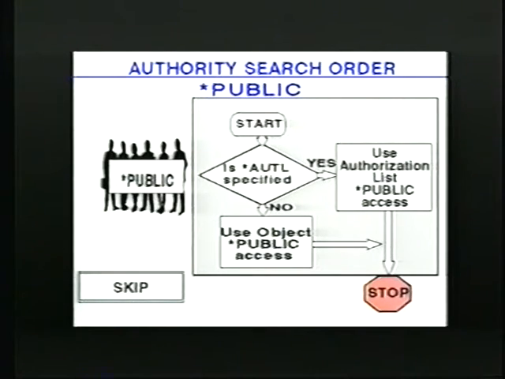Keeping these search orders in mind, let's summarize them. It's first the user, then the group, then the public. The first thing it looks for in the user is all object authority, then authority to the object, and authority to the authorization list. The same search order applies for the group profiles.